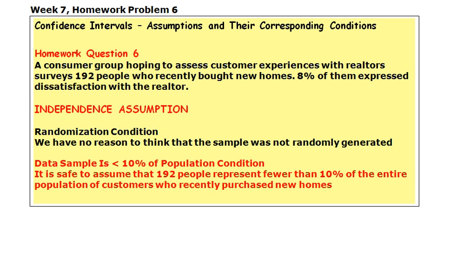Another condition which falls under our independence assumption is that our data sample is less than 10% of our population. And we find that it is safe to assume that 192 people represent fewer than 10% of the entire population of customers who recently purchased new homes.